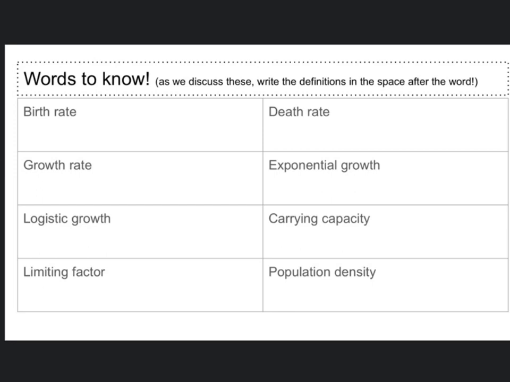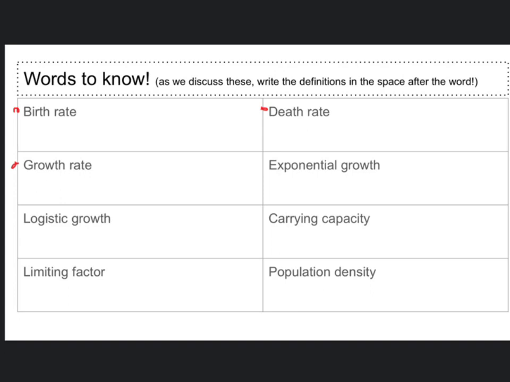Okay, so just like we started every matrix with some vocabulary, I want to establish some vocabulary before we go too far with these. Now, we're going to start with these three: birth rate, death rate, and growth rate. And if you think about it for a minute, you can probably figure out what these mean on your own. The birth rate, how many births they have in a population. The death rate, how many deaths. And the growth rate, how fast a population grows.